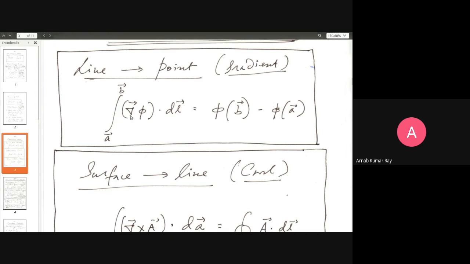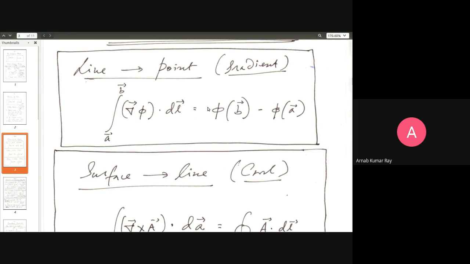Gradient of phi dot dl going from A to B is equal to phi B minus phi A. The line integral of the gradient of phi collapses onto the value of the function phi at the two bounding points. What are the bounding points of a line? A line is a one-dimensional object, and its two bounding points are the initial point and the final point. Take a string. There are 2 points. The string starts at one point and ends at the other point at the other end.